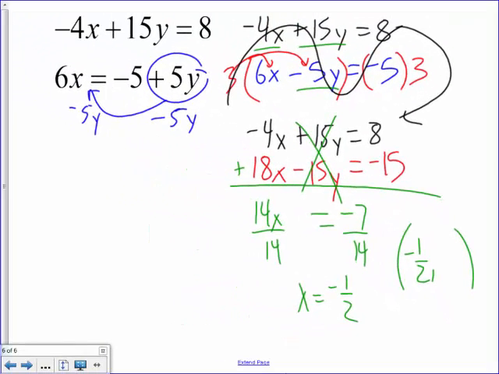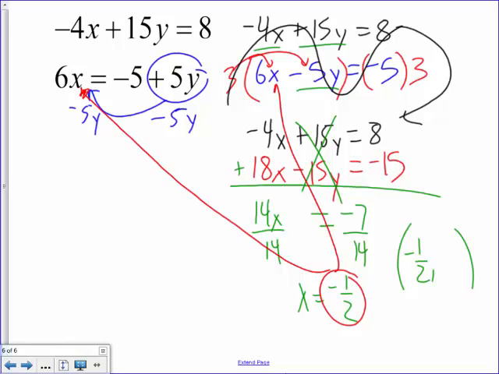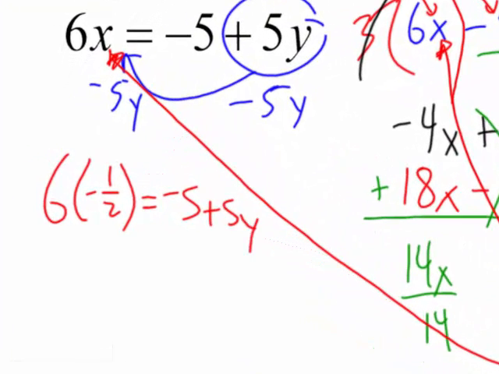We'll plug that in. Well, I could plug it into any equation that I want. Which one would be the easiest one to plug into? I'm going to plug it in way back over here into that x. I could have plugged it in into this x. I could have plugged it in into that x. It doesn't matter, wherever you want. So I'm going to go back to this very first one. So 6 times negative 1/2 equals negative 5 plus 5y. Well, half of 6 is 3. Positive times a negative is a negative.